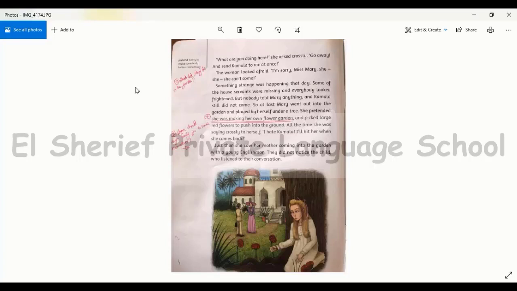So at last, Mary went into the garden and played by herself under a tree. She pretended she was making her own flower garden and picked large red flowers to push into the ground. All the time, she was saying crossly to herself, "I hate Kamala. I will hit her when she comes back." Just then, she saw her mother coming into the garden with a young Englishman. They didn't notice the child who listened to their conversation.